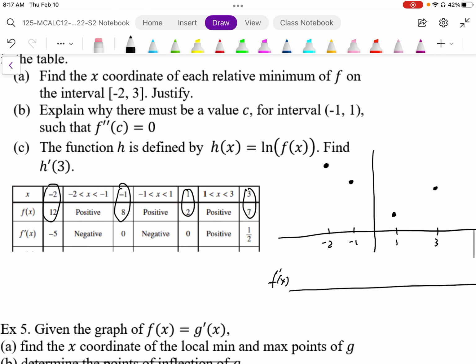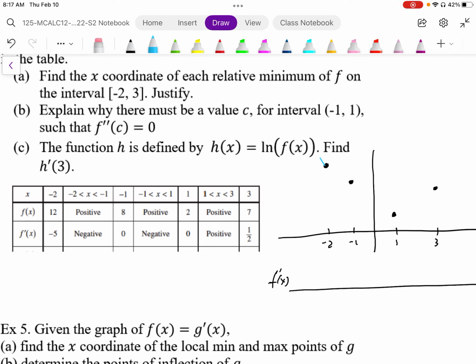It also tells me that it's positive throughout, so I know it never crosses the x-axis. I want to make sure that I notice that part as well. So there are my coordinates. Then I'm going to do a slope chart. At -2, it's just going down to start.